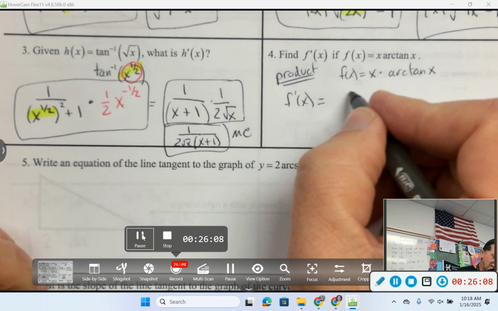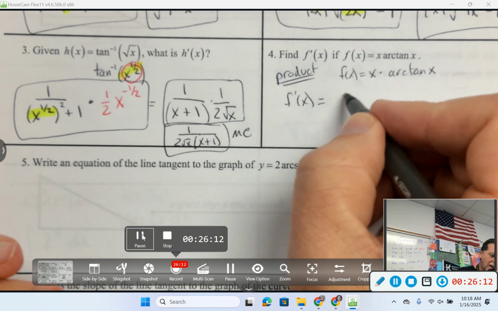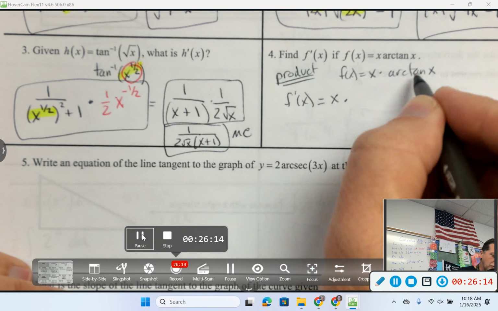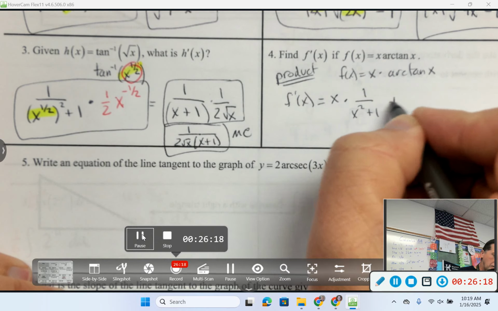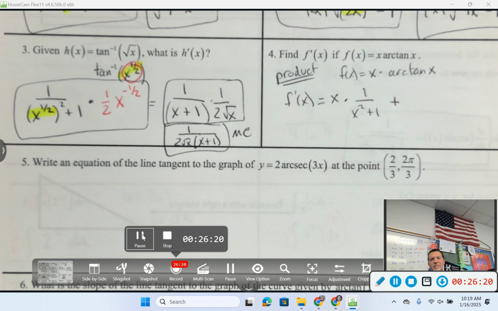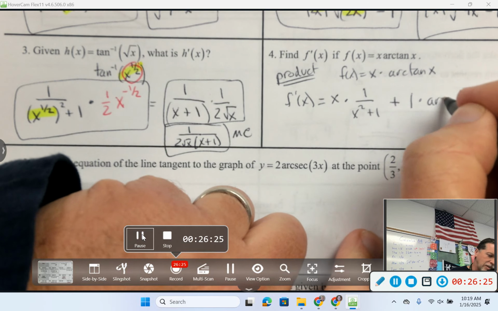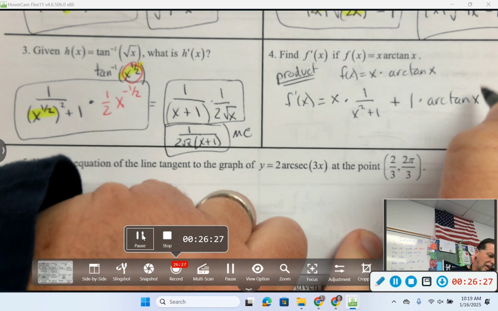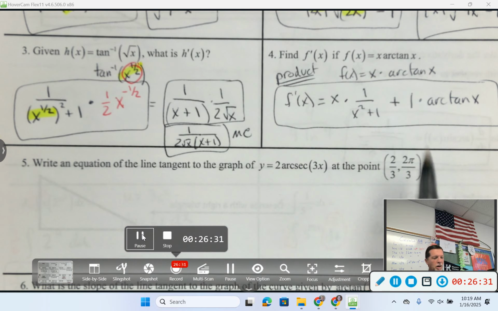I don't remember what order we should do it in. It doesn't matter. First times derivative of the second plus the other way around. So the derivative of the first one times the second. And obviously that could be cleaned up a little bit, but not really. Like, I don't need the 1, and I could put the x in the top, but that's minor.